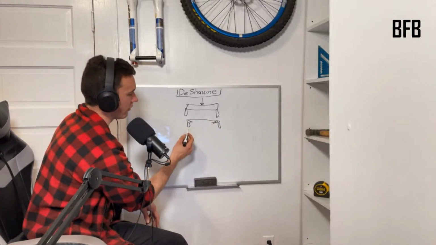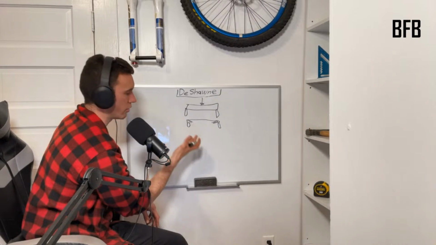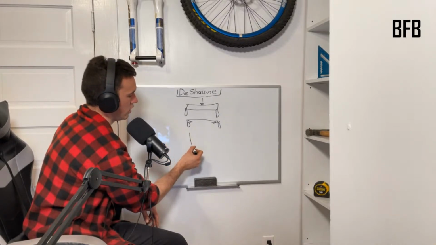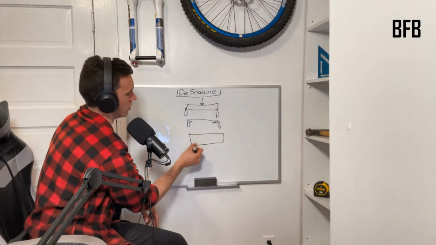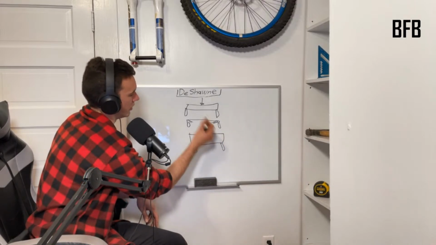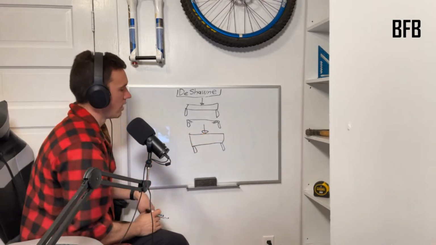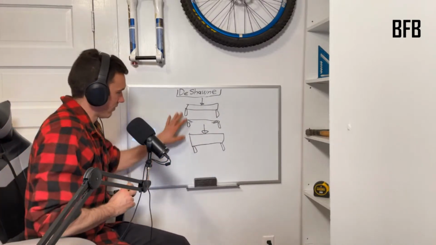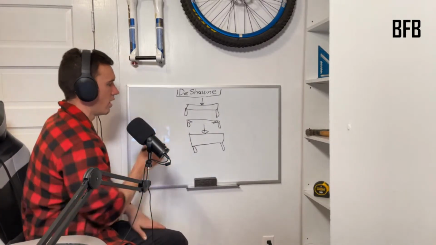Now, what if I went the other direction? What if I took a big, chunky beam and I put the same load on it, right? That'd be pretty stiff and strong, wouldn't it be? Okay. So, big, fat, chunky beam.